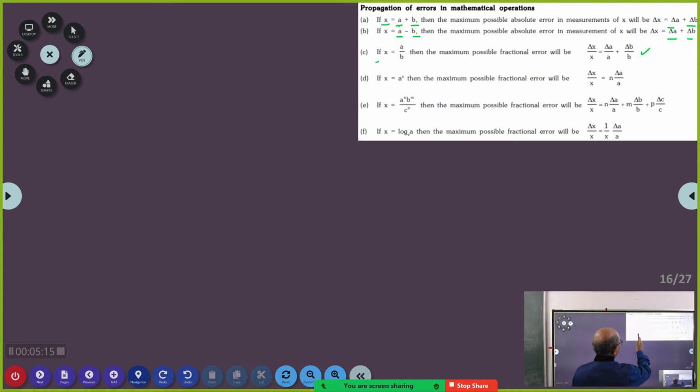Then a raised to n. A raised to n is a into a, so it becomes n into delta a by a. And here, of course, combination of these two, you will get it here. Then log a: this is delta x by x equals 1 by x, delta a by a, for the logarithmic, I mean, if x is given in terms of log. Okay, friends, is that clear?